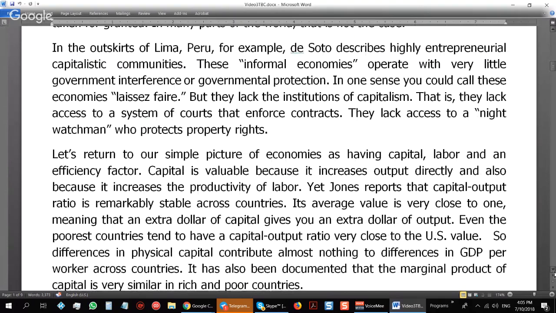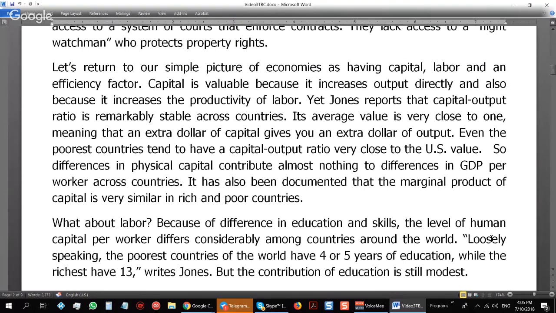Let's return to our simple picture of economies as having capital, labor, and an efficiency factor. Capital is valuable because it increases output directly and also because it increases the productivity of labor. Yet Jones reports that the capital output ratio is remarkably stable across countries. Its average value is very close to one, meaning that an extra dollar of capital gives you an extra dollar of output. Even the poorest countries tend to have a capital output ratio very close to the US value.